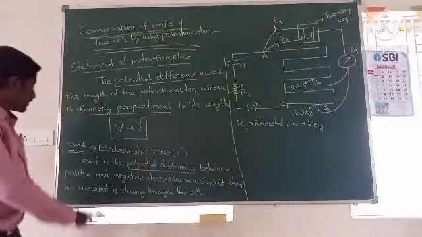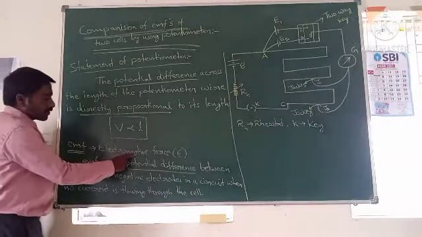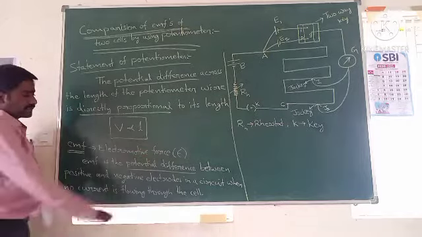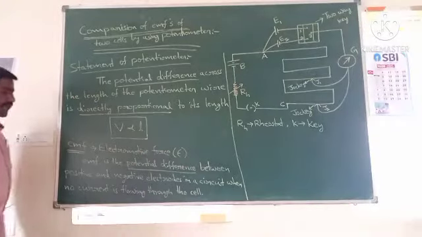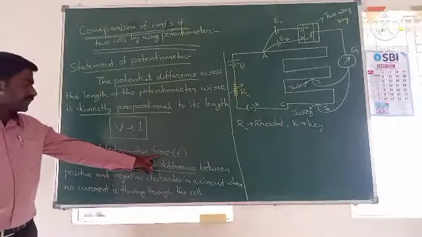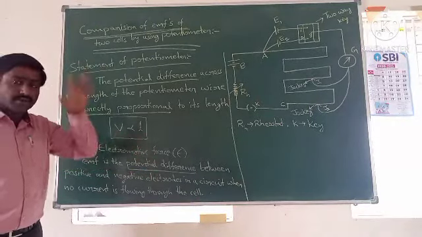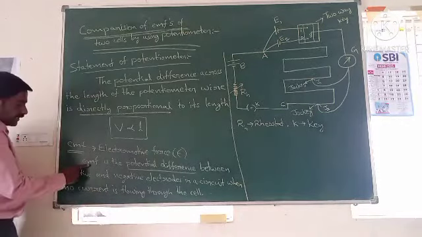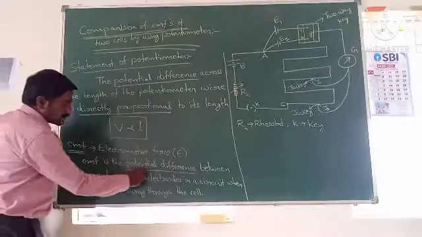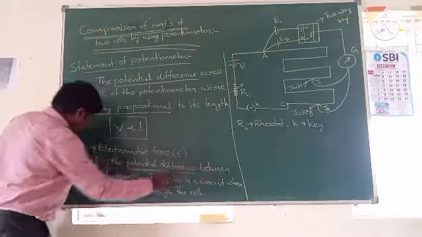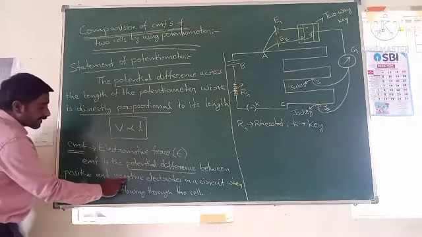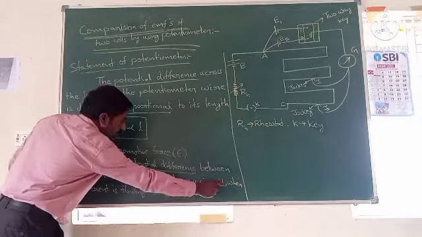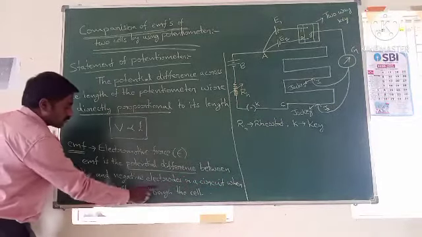The abbreviation EMF stands for electromotive force. It is represented by epsilon. So electromotive force consists of the word force, but it is not a force. It is a potential difference. EMF is a potential difference. So the definition is: EMF is the potential difference between positive and negative electrodes in a circuit when no current is flowing through the cell.